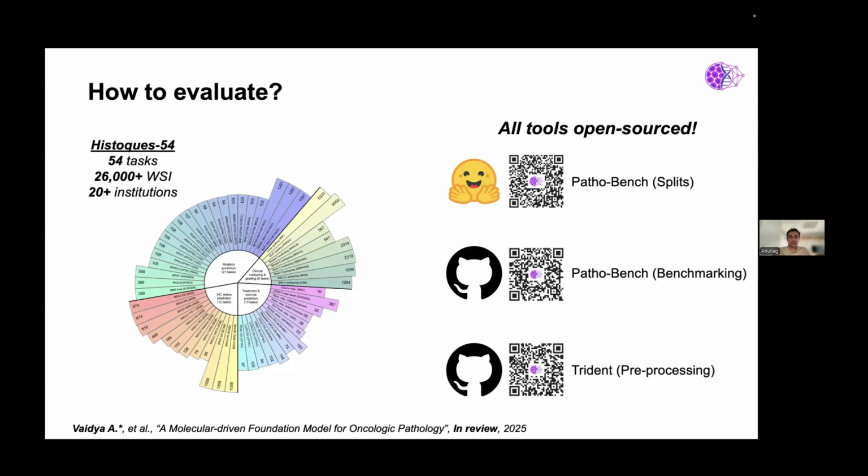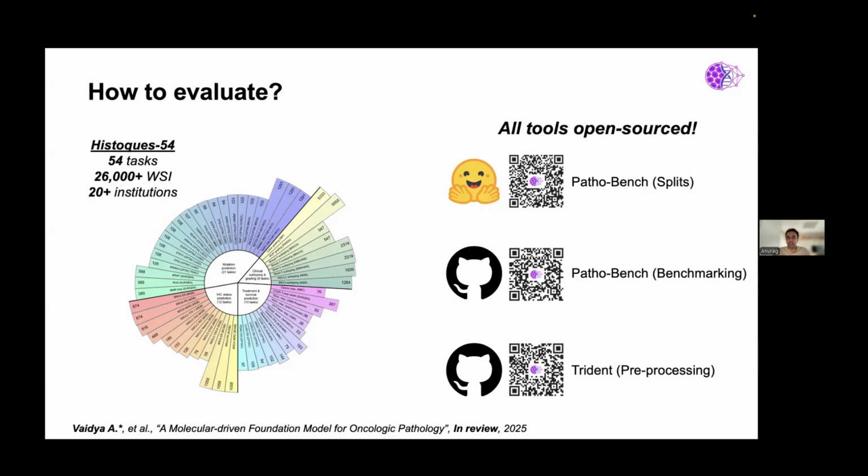To help the field go ahead with evaluations, we're open sourcing all of our tools. So as a part of this, there are three repositories which we have open sourced in the last 2 months. The first is PathoBench, which is Hugging Face for all of the splits. We plan to continue updating this repository with new tasks. We then have a PathoBench GitHub repository, which allows you to do large-scale validation of these models.